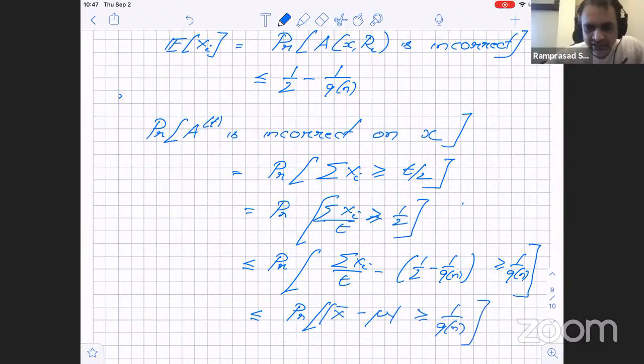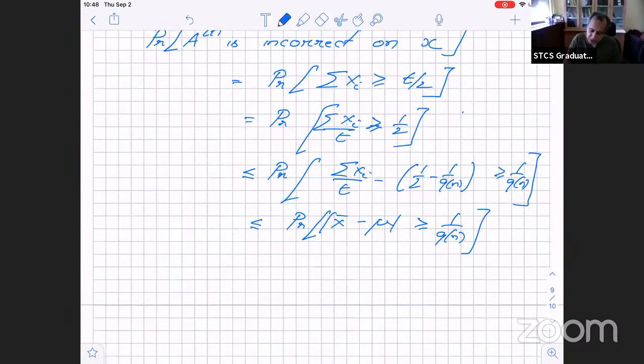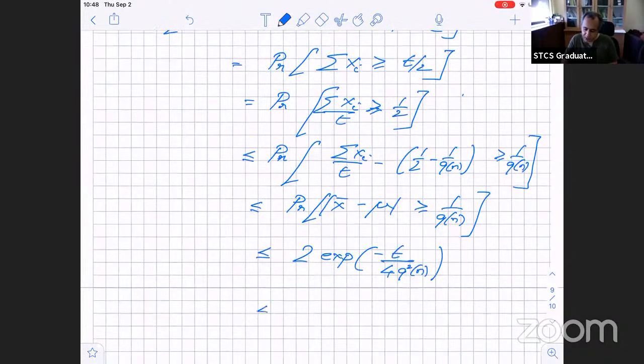Okay, it's fine. So this by Chernoff bound is less than or equal to twice exponential in minus T by 4Q square. So I can make this less than 1 over 2 to the P of N, if I set T to be some huge constant times P of N times Q squared of N.